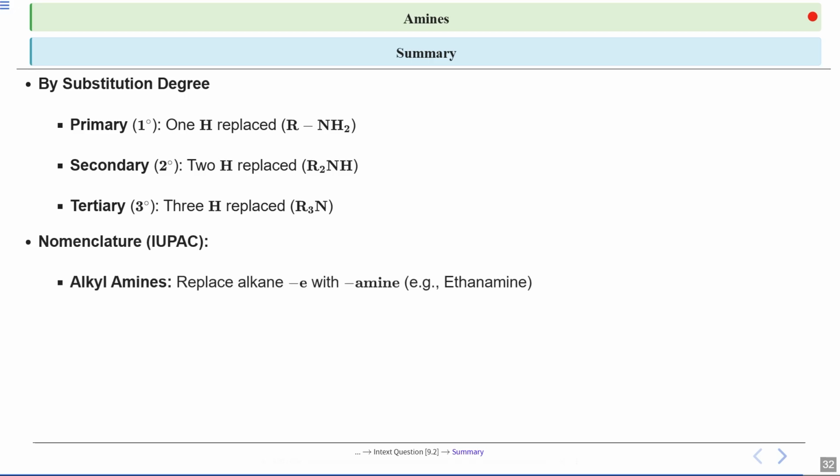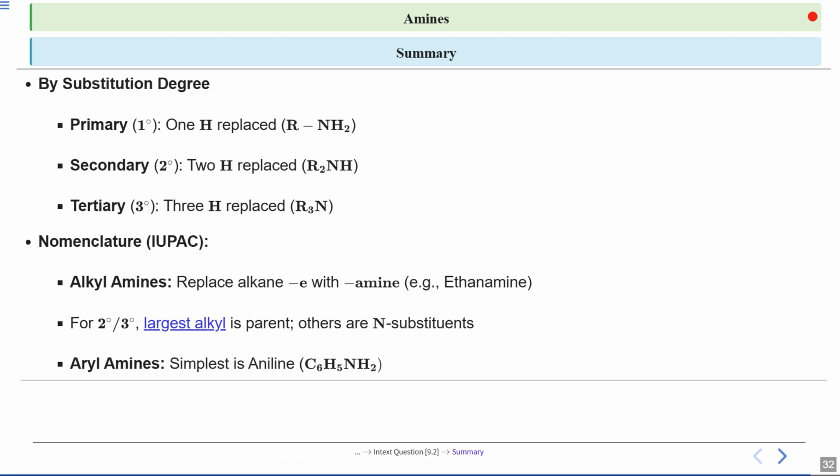Then we discussed IUPAC nomenclature. In alkyl amines, replace the E of alkane with amine, for example, ethanamine. And for 2 degree and 3 degree, the largest alkyl is the parent chain, and the others which are directly attached to nitrogen are designated as N substituents. And for aryl amines, the simplest is aniline, which is C6H5NH2. So aniline is a benzene ring which is attached to an NH2 group.